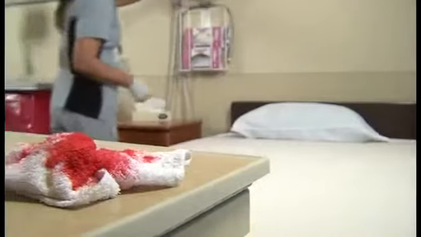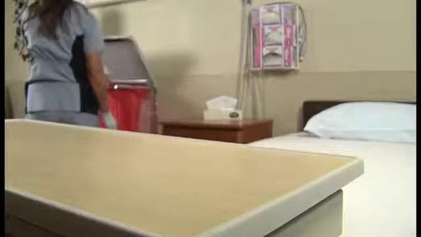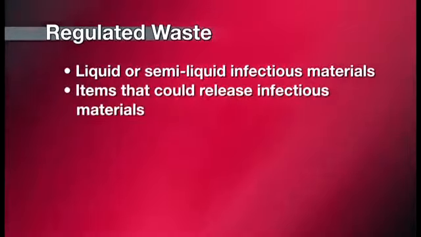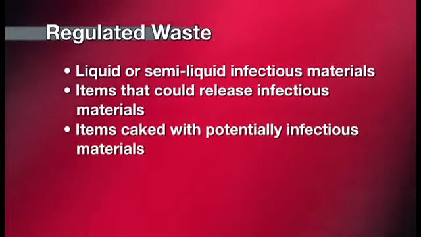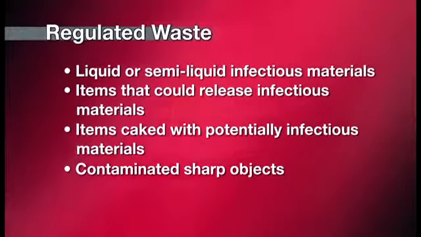The term regulated waste refers to specific categories of waste that require special handling, including blood and other potentially infected materials. Regulated waste that warrants special handling includes liquid or semi-liquid blood or other potentially infectious materials, contaminated items that would release potentially infectious material in a liquid or semi-liquid state, items caked with potentially infectious materials that are capable of releasing these materials during handling, and contaminated sharp objects.